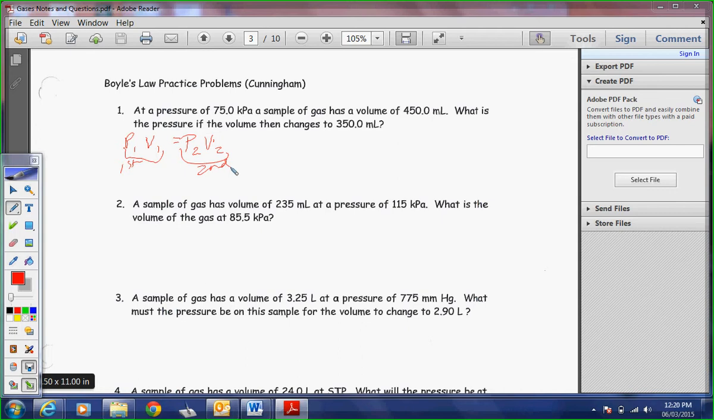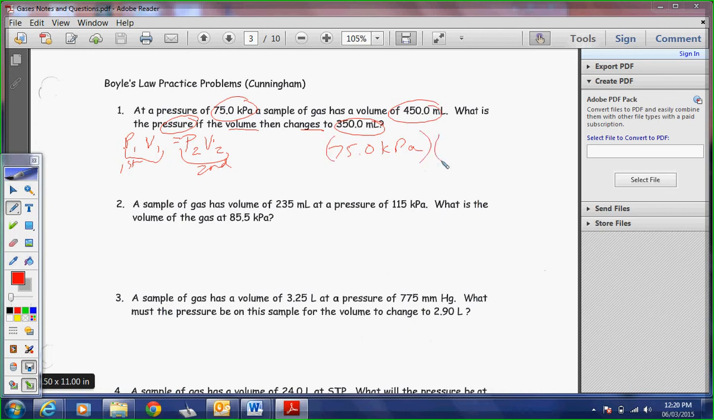So here we have a pressure of that and a sample of gas and the volume of that. What is the pressure if the volume changes to that? So tease out from this sentence, what is your first situation and what is your second situation? What do you think is P1? It actually doesn't matter if it's first or second, it just matters that you group them together. Okay, so anyway, let's go for the pressure at 75. Right? So 75.0 kilopascals.